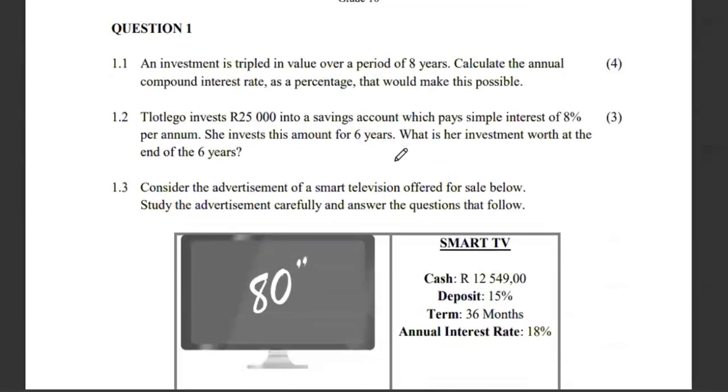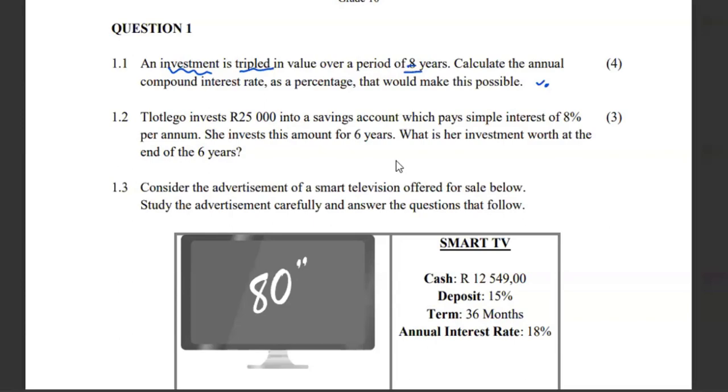Question number 1, which is the finance question. They're telling us that an investment is tripled in value over a period of 8 years. Calculate the annual compound interest rate as a percentage that would make this possible. So this question does not talk about the exact amount that is being used, but rather just an investment. So this investment can be an amount, but what counts is the triple part and then the period.